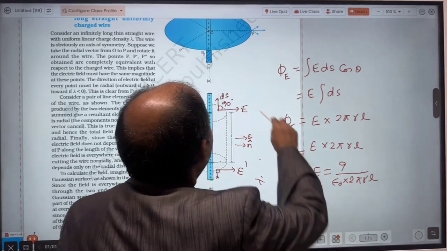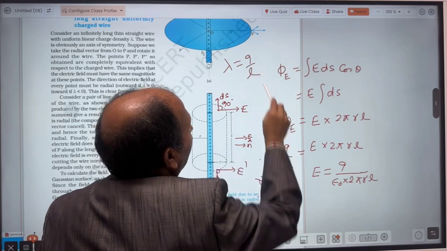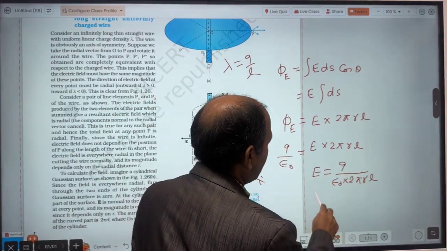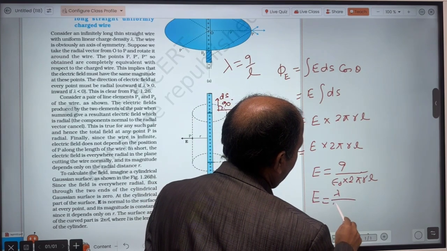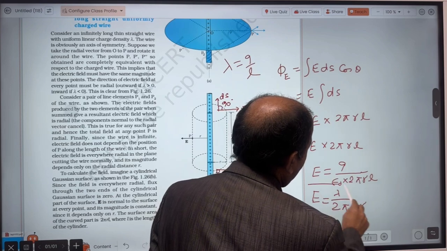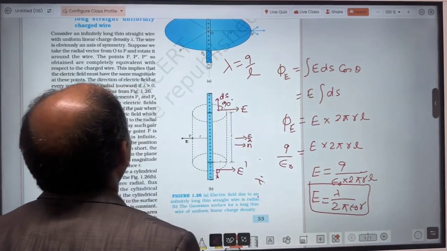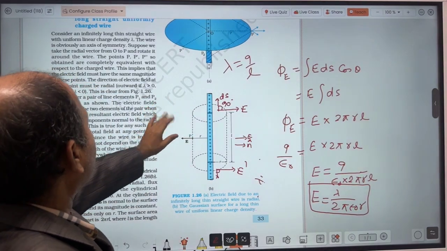But if you remember, the line charge density lambda is given by q upon l. So in place of q upon l, we can write lambda. So E will be equal to lambda divided by 2 pi epsilon naught r. So this is the expression for the electric field due to a straight wire which is uniformly charged.